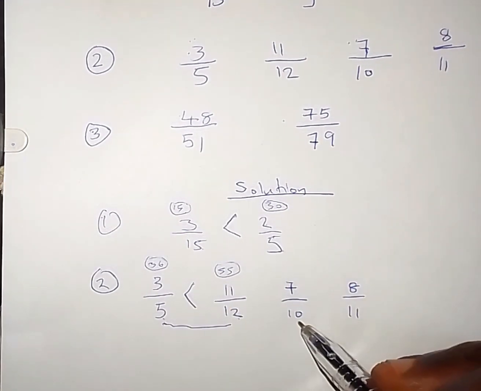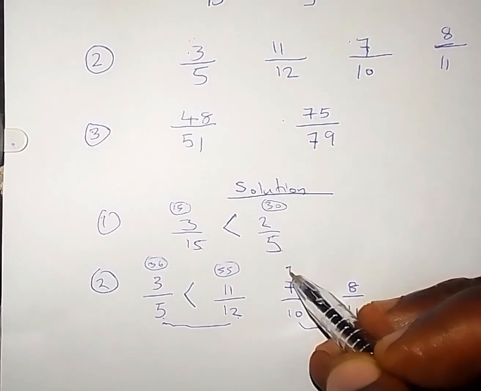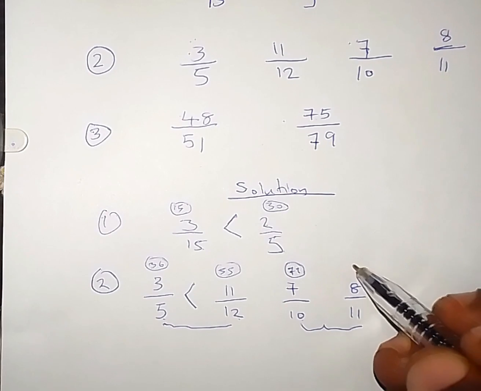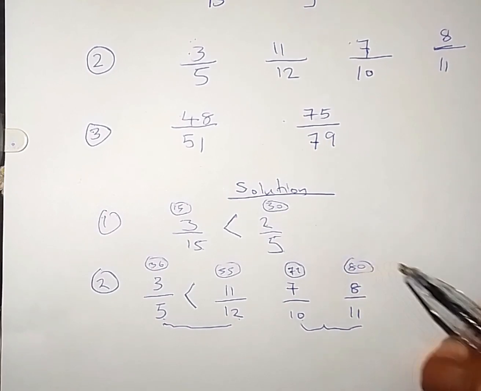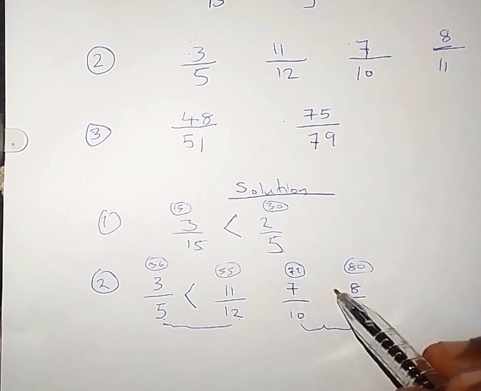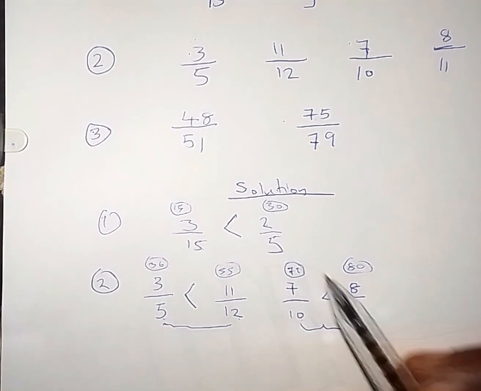So now for the other two fractions, we also do the same. If I multiply this by this, I'm having 77. If I also multiply this by this, I'm having 80. So meaning this one is also greater than this. So we have gotten two fractions that are greater among all these four fractions.